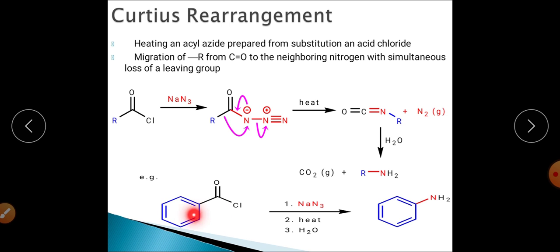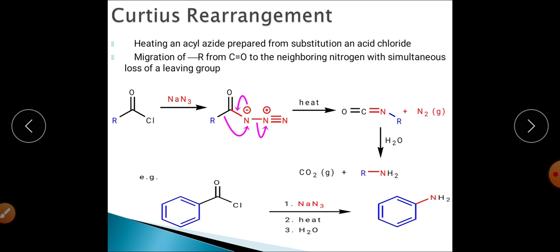For example, this is another acid chloride, and this acid chloride on reaction with sodium azide, on heating, and with the water molecule reaction will get converted into aniline. This is the case of the Curtius rearrangement reaction.